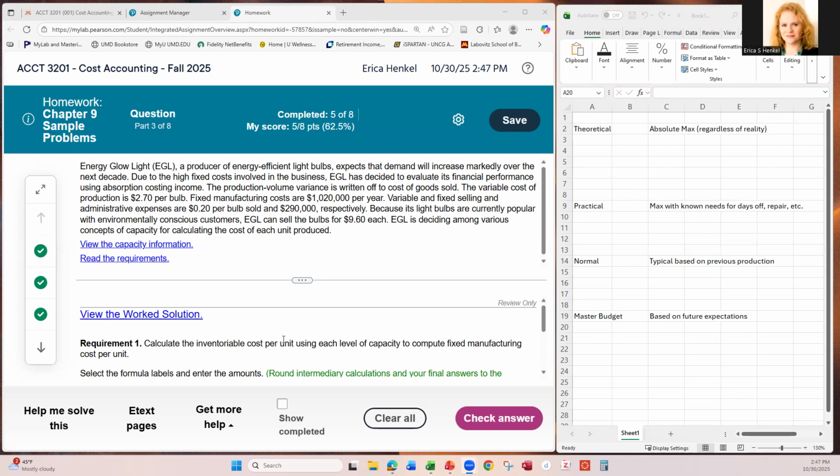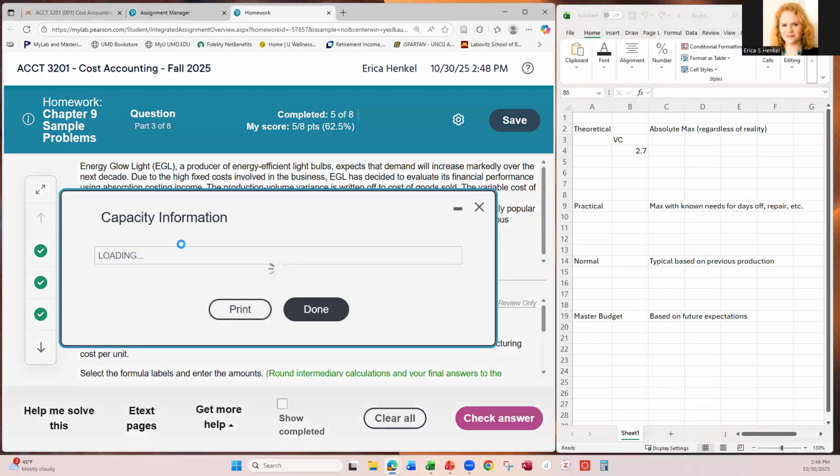Variable cost of production is $2.70 per bulb. Okay, so let's just put this variable cost, $2.70 per bulb. Fixed costs are $1,020,000 per year. Okay. Variable and fixed selling and administrative expenses are 20 cents per bulb sold and $290,000. Okay. And the bulbs can sell for $9.60 each.